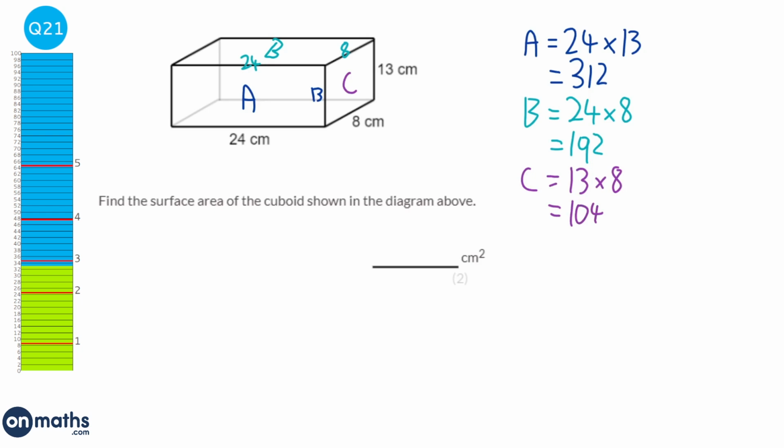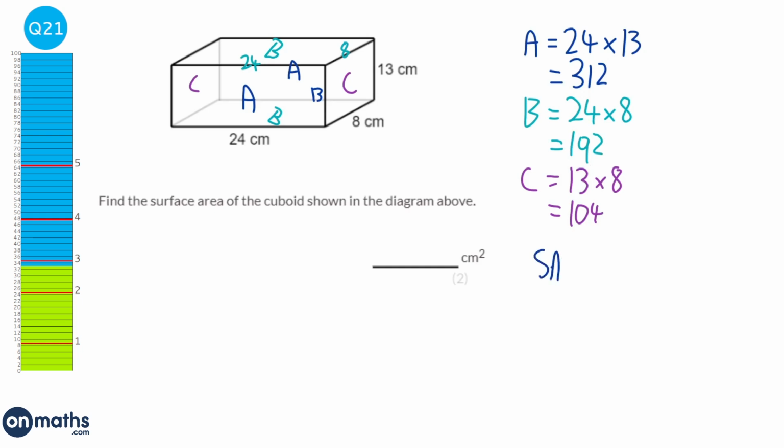Now notice that the faces all have the exact same face on the opposite side. So this one at the back is also A, this one at the side is also C, and the one at the bottom is also B. So what I'm going to do is add up all the areas of the squares and double it.